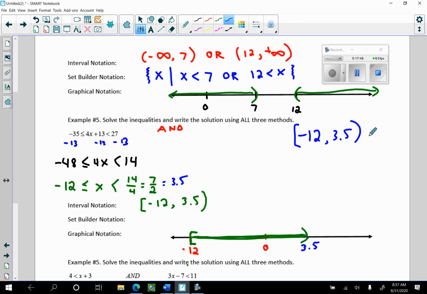Okay, set builder notation then. Let's use the pretty blue color. Squiggly line, all x bar, x greater than or equal to negative 12, x less than 3.5. Close the squiggly, because you're closing the brace for the set. Okay, I think we have one more example here.